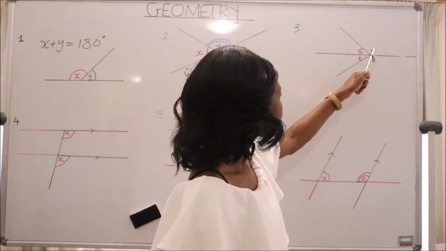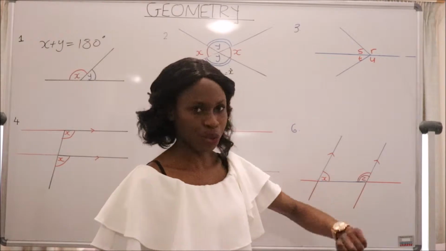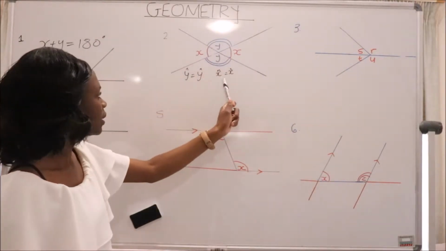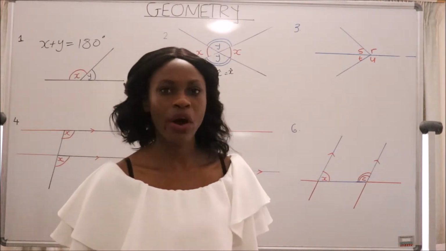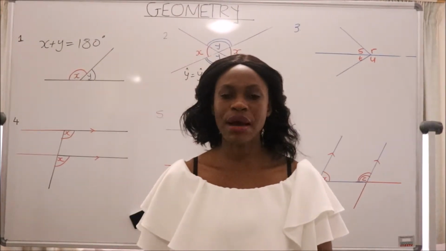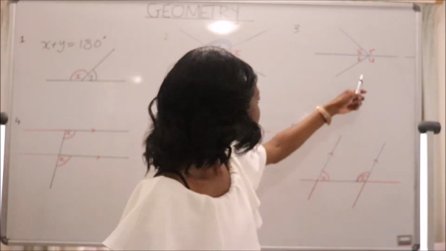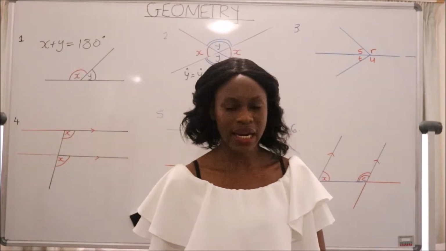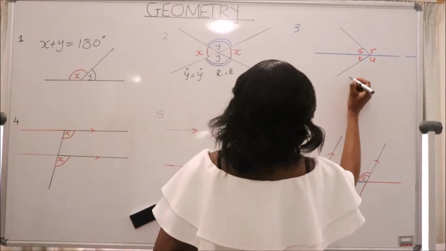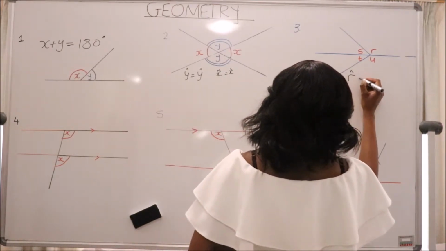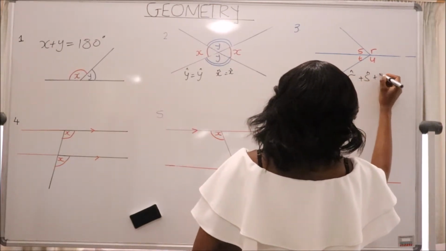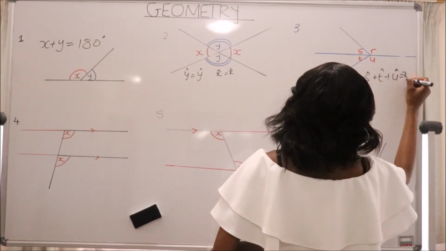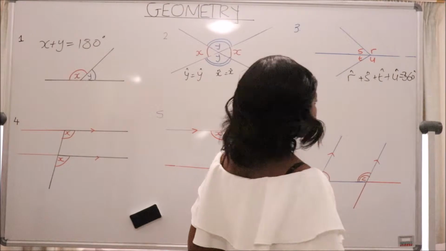With number 3, we have the angles r, s, t, and u. This is the same thing as the previous one: when you add angles around a point, they must always give you a sum of 360. So with this one here, we know that the angle of r plus the angle of s plus the angle of t plus the angle of u must give us 360 degrees, which is a revolution.